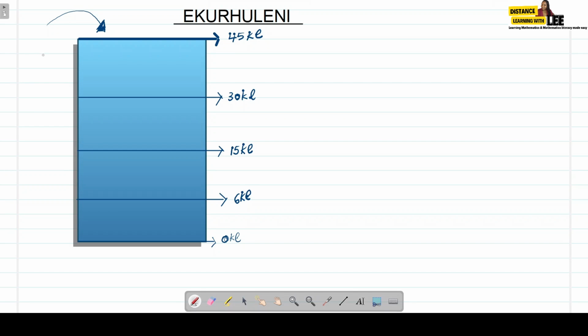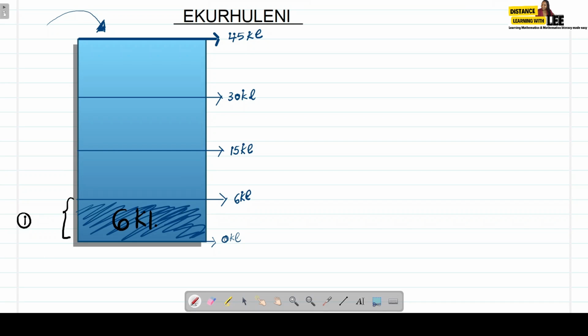So then we don't have water in our JoJo tank. Then we open the tap and we start pouring water into our tank. When we pour water into our tank until we reach that 6 kiloliter mark, how much water have we actually poured into our tank? We've poured 6 kiloliters of water. We're going to call that our region 1.